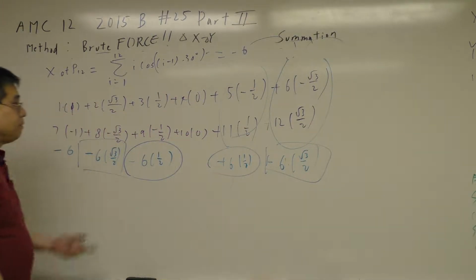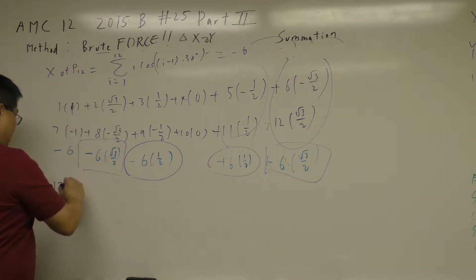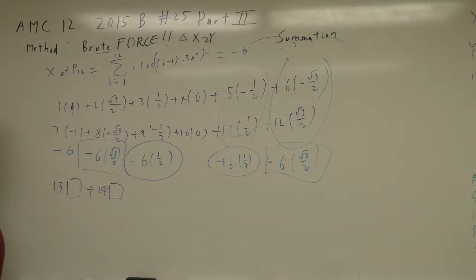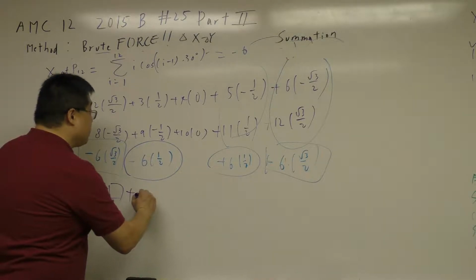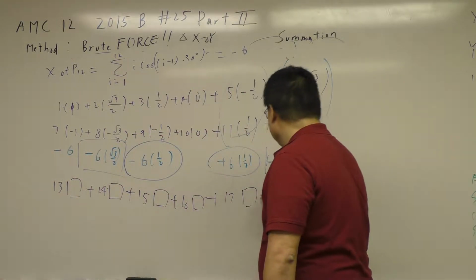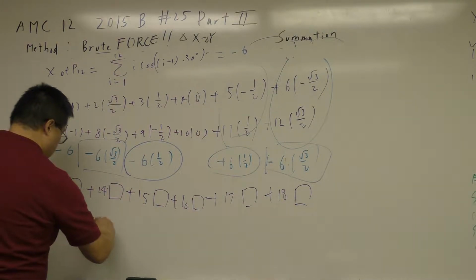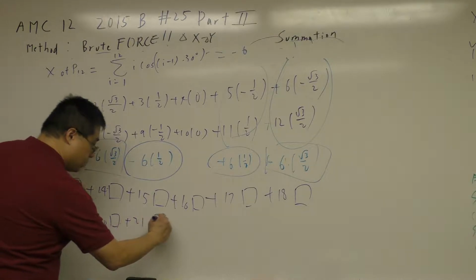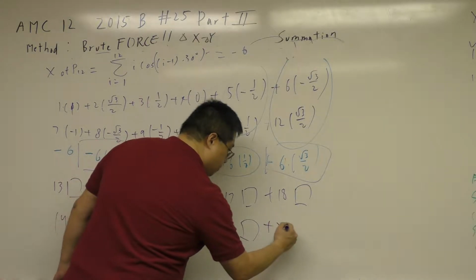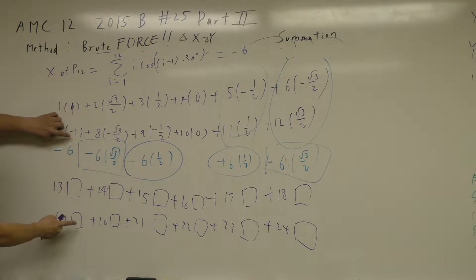Well, let's see what happens if we do 13 to 24. So 13, 14. It's the same thing. We are working on coterminal angle cases. 15, 16, 17, 18, 19, 20, 21, 22, 23, 24. Do note that we have 1 here, minus 1 here.